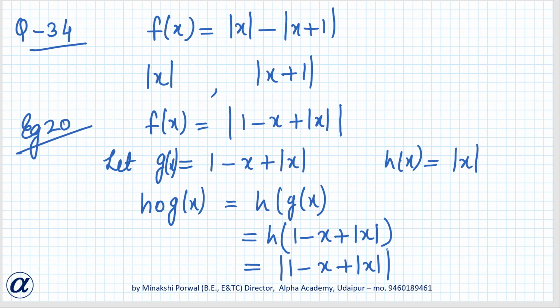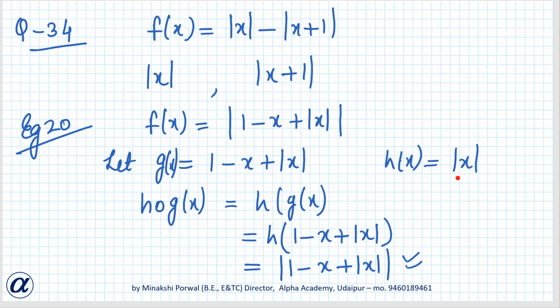So h of g of x is this function. It is basically a composition of two functions, one is this and the other one is this. The modulus function is a continuous function. g(x) is the sum of a polynomial function and a modulus function, which are themselves continuous, so their sum is continuous. Therefore g(x) is continuous, h(x) is continuous, and therefore their composition is also continuous. Is it clear? Okay, ma'am.